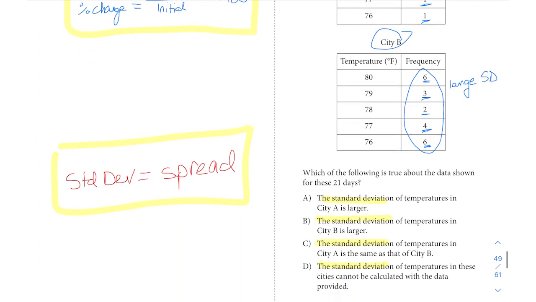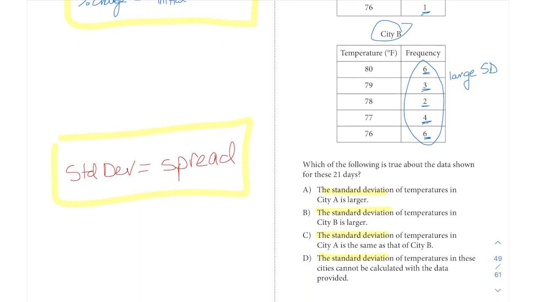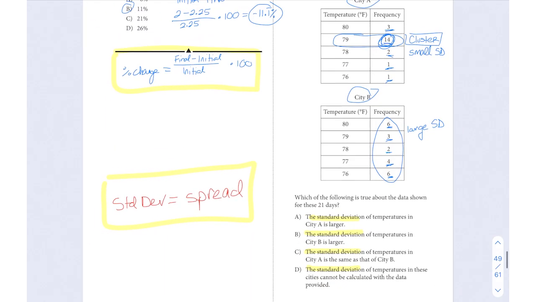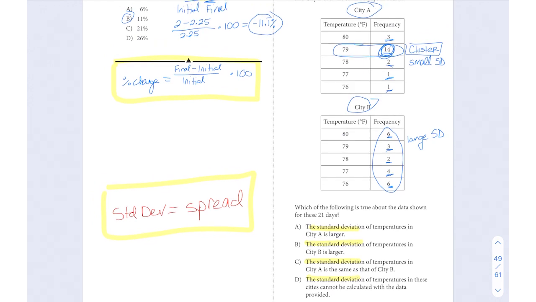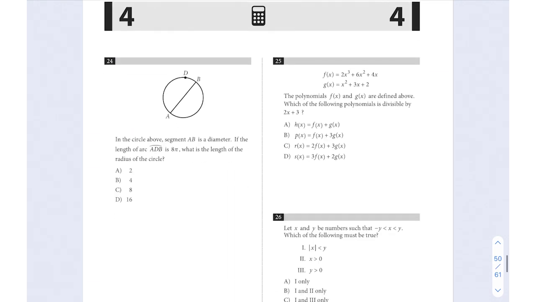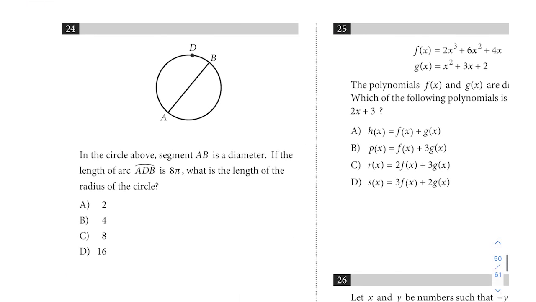And if you go to spread out that data and you see that you have a big cluster, big clump in one spot, that's going to indicate a smaller standard deviation or a smaller amount of variability in that data. So for our answer choices, standard deviation of temperatures in city A is larger, standard deviation of temperatures in city B is larger. Well, when comparing those two, we can see that B is more spread out. It's going to have the larger standard deviation. That's going to be answer choice B here on question number 23. All right, let's take a look at 24.